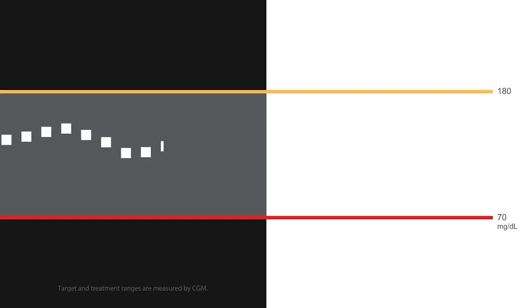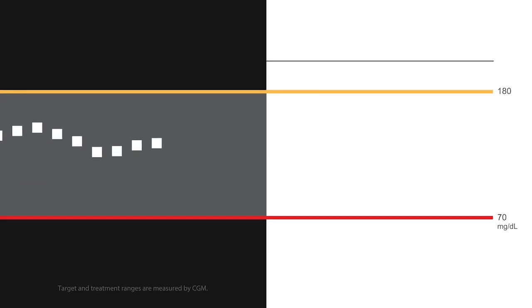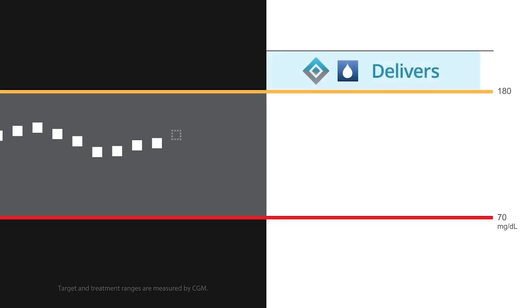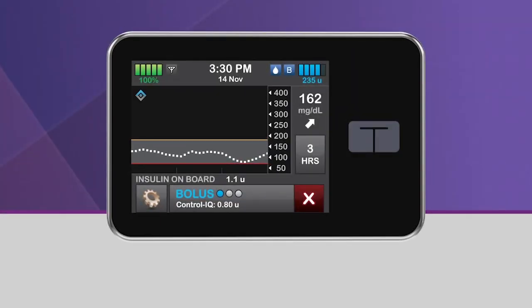When Control-IQ technology predicts that your glucose value will be at or above 180 milligrams per deciliter 30 minutes in the future, and when Control-IQ technology is either increasing insulin delivery or delivering the max basal rate, the pump will deliver an automatic correction bolus to help return you to the target range. While Control-IQ technology is delivering an automatic correction bolus, you will see the icon of a white droplet in a blue square. Also note that when Control-IQ technology is delivering an automatic correction bolus, you will see a Control-IQ bolus displayed at the bottom of the screen.